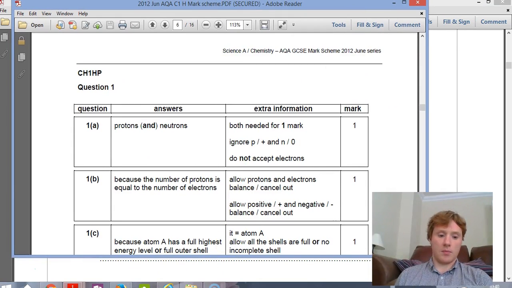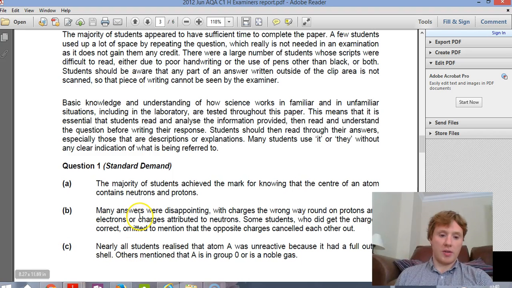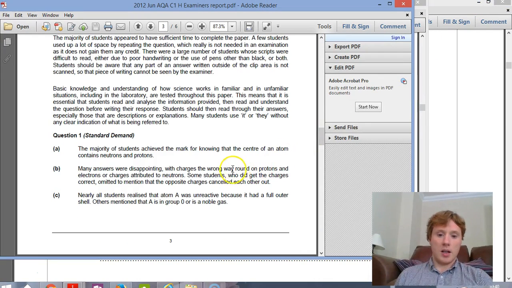Yep. The examiner's report is probably another straightforward. Many answers were disappointing. The wrong way around on the protons and electrons, or the charge attributed to neutrons. That's a common mistake. Some people think that if neutrons begin with N and negative begins with N, then neutrons are negative, but neutrons are neutral, have no charge, not plus or minus. Some students omitted that the charges cancel each other out.